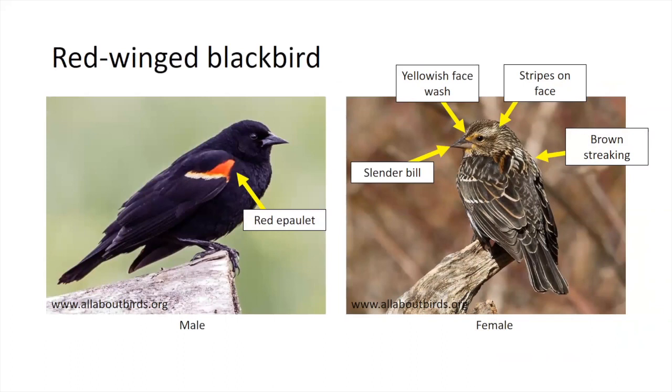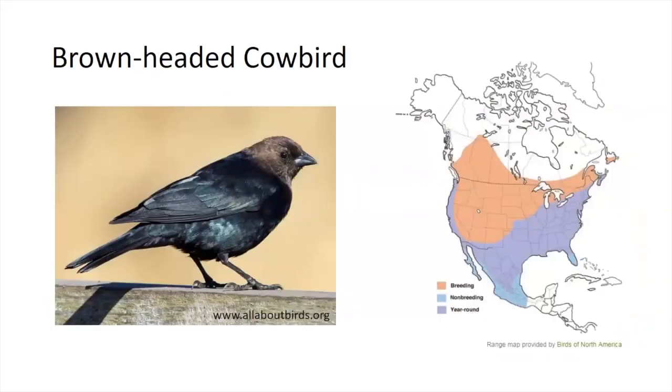So they both have the blackbird beak that's pretty long and thin, and you'll often find them together, which is another good cue. She's slightly smaller, and she's very cryptic so that she can hide from predators while she's nesting in grasses. She has a yellowish face wash and some brown streaking with some stripes on the face. And also they have a very characteristic song.